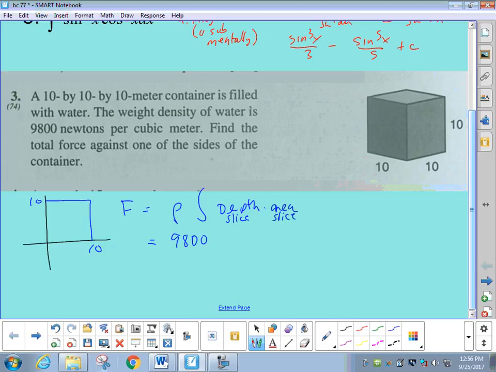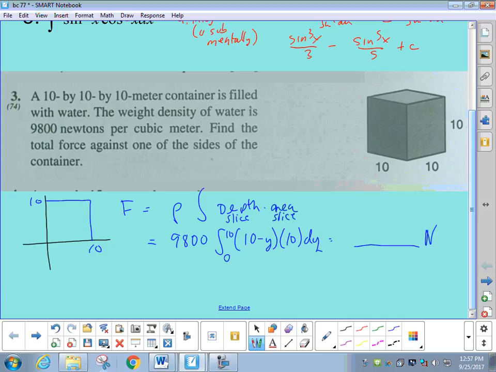All right, so 9,800. What is the depth of each slice? 10 minus y. What is the area of each slice? 10 wide and dy high. I agree. What are the limits of integration? 0 to 10. All right, so it sounds like you're doing okay there. Whatever the units are, your answer is force, so the units are newtons.